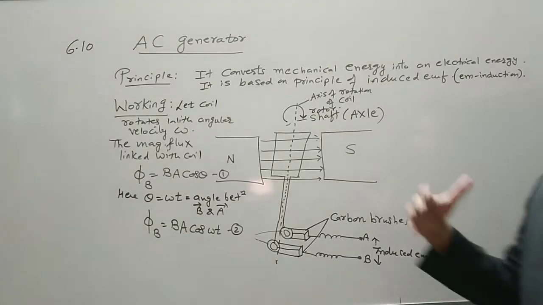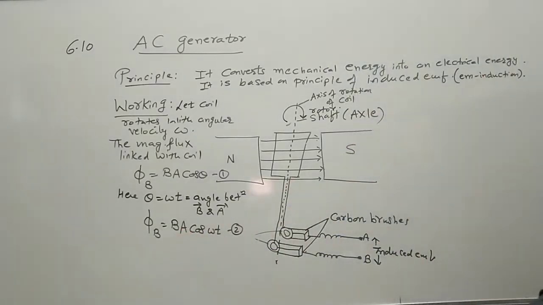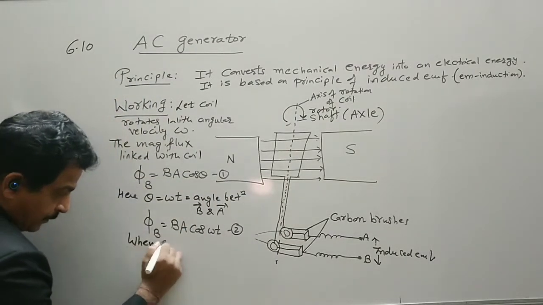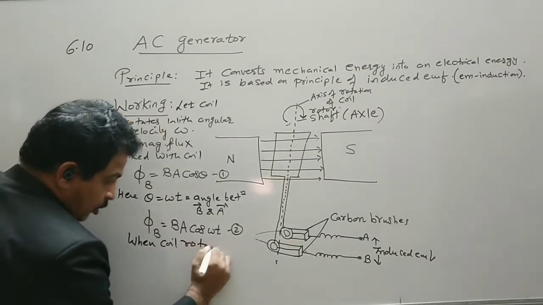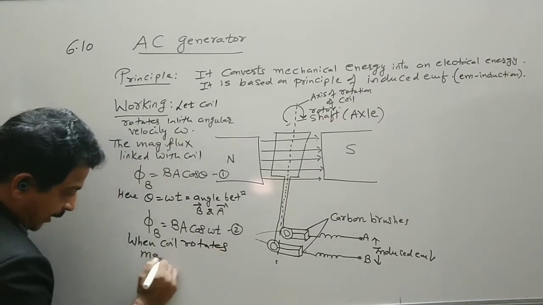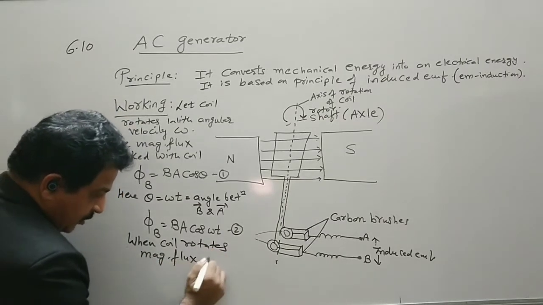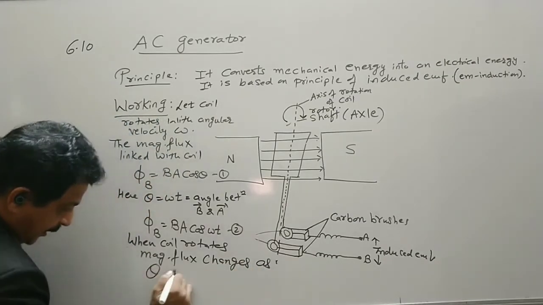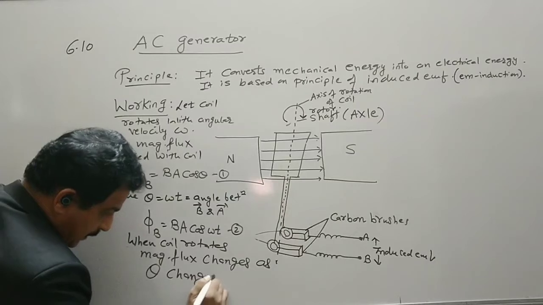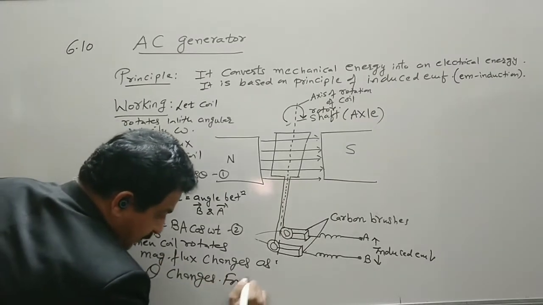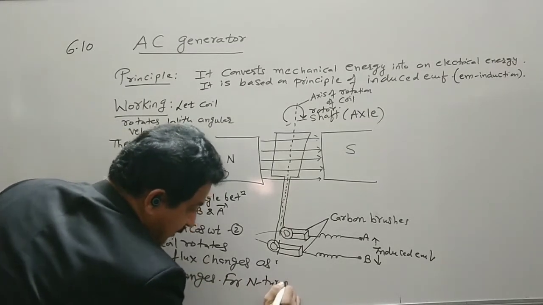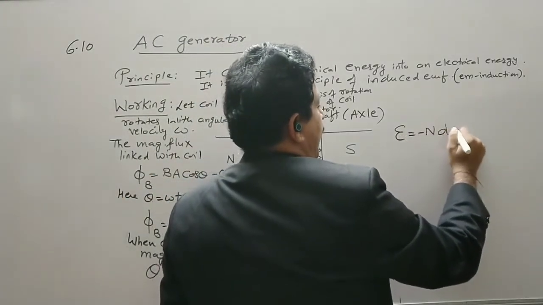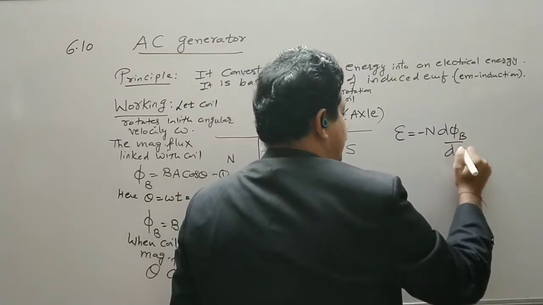So when the coil rotates, the magnetic flux linked with the coil changes as theta changes. For n turns, so if there are n turns in a coil, EMF induced is equal to minus n d phi by dt.